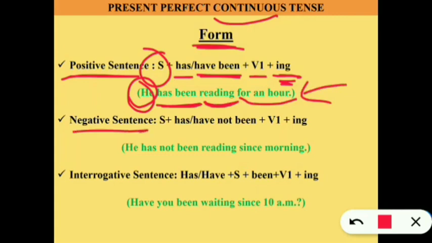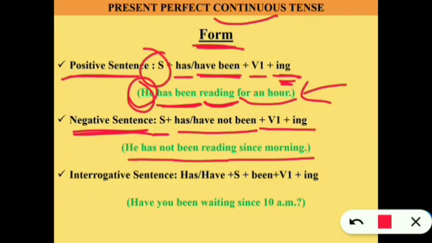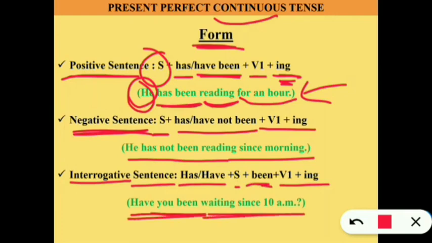In a negative sentence, we just add not and we keep the auxiliary verb in front. Subject has not been, then verb 1 with ing form. He has not been reading since morning. Let's move to the interrogative sentence. Has, have plus subject, been, and then verb with ing form. Let's see the example. Have you been waiting since 10 a.m.?